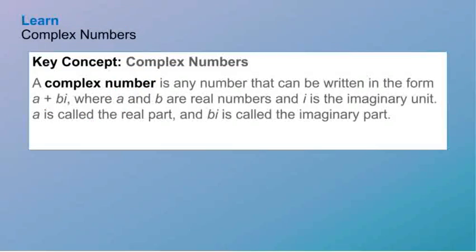Next part is complex numbers. So a complex number is any number that can be written in the form of a plus bi, where a and b are real numbers and i is the imaginary unit. a is called the real part, and bi is called the imaginary part. So we always want to have the real part first and then the imaginary part.